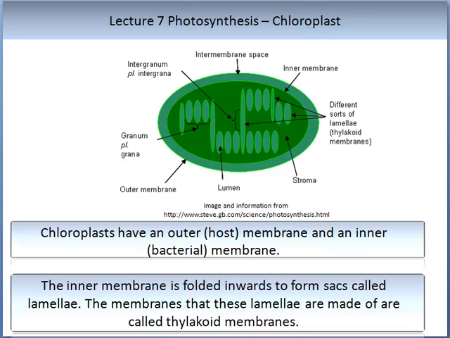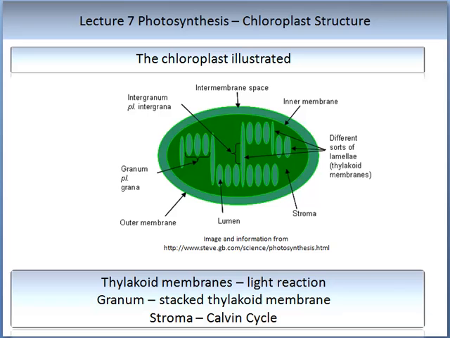Firstly, I'd like you to note that the chloroplast has an outer membrane and an inner membrane. In the inner membrane, sacs fold inwards, and these are called lamellae. The membranes that these lamellae are made of are called the thylakoid membranes, just here and here. When the thylakoid membranes are stacked, they form a granum. Inside the chloroplast is a liquid, and this liquid is called the stroma. In this liquid is the location of the Calvin cycle, or non-light requiring cycle. But we will cover more about the Calvin cycle in the second lecture.